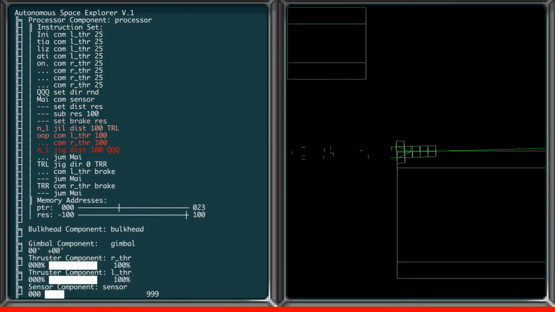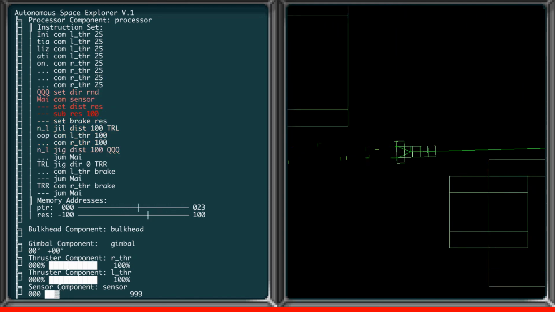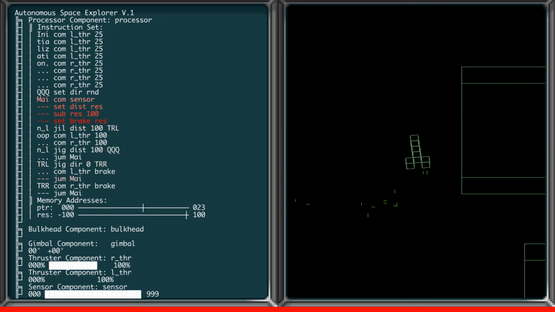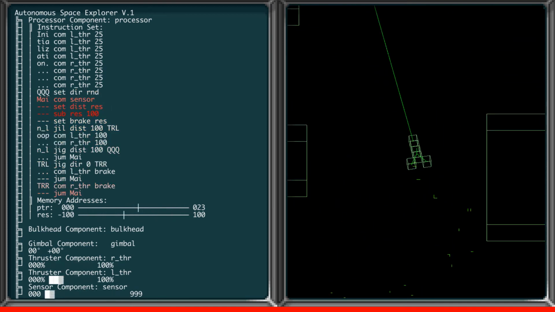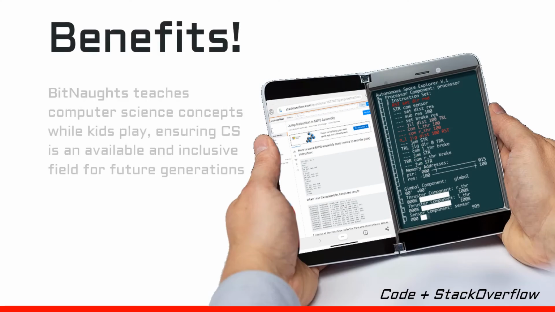Here we see the game in action. As the ship flies forward, it is using a sensor to detect for asteroids. When it gets too close to one, the ship adjusts its rotation by thrust vectoring. You can see the current instruction being executed on the left in red, as well as the states of all the ship's components. BitNaughts allows students to learn at their own pace, with plenty of time to play around with what they've mastered.